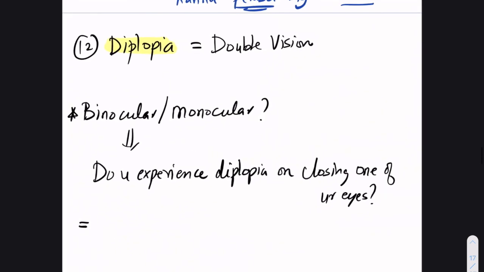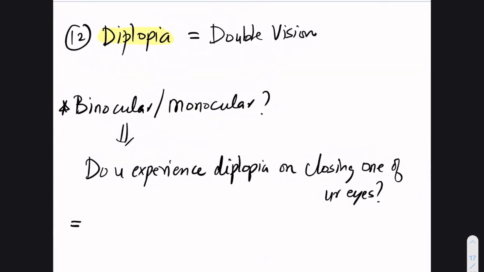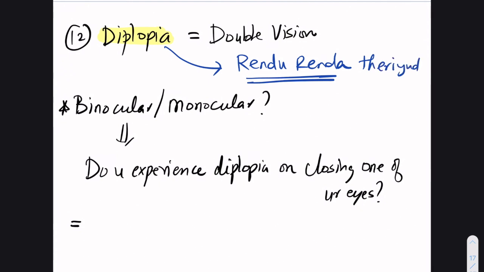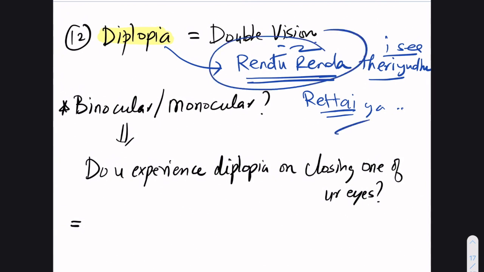So diplopia means double vision, we all know that. Diplopia, double vision, is called ரெண்டு ரெண்டா தெரியுது. ரெண்டு ரெண்டா means double. தெரியுது means I could see. ரெண்டு means two. Remember ரெண்டு, two. So ரெண்டு ரெண்டா, I see two images. Some use the word ரெட்டையா. ரெட்டையா தெரியுது means I see two images. So another synonym for ரெண்டு ரெண்டா is ரெட்டையா.